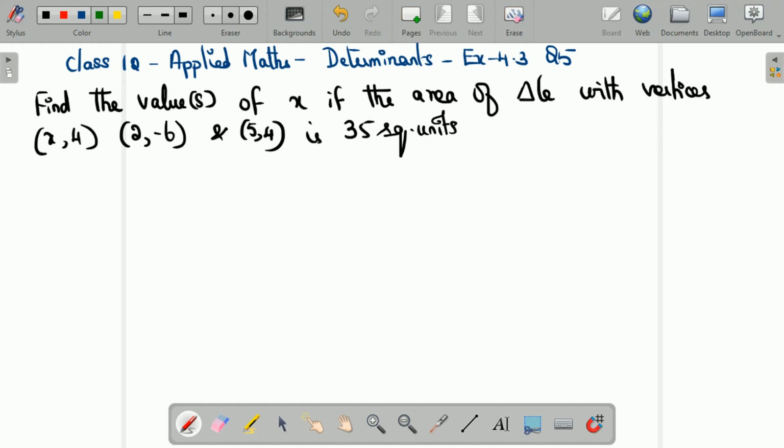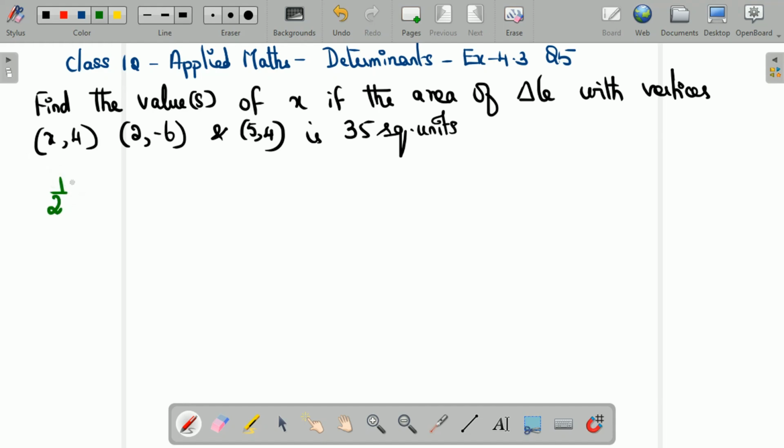In this video, let's find the solution for the fifth question in exercise 4.3. Find the values of x if the area of the triangle with the vertices (x, 4), (2, -6) and (5, 4) is 35 square units. First, let's write this out in the form of a formula.